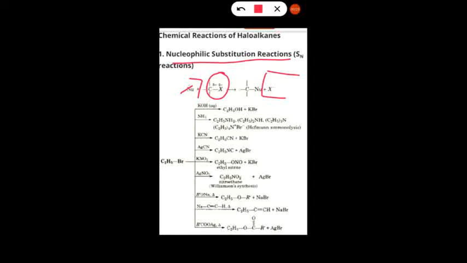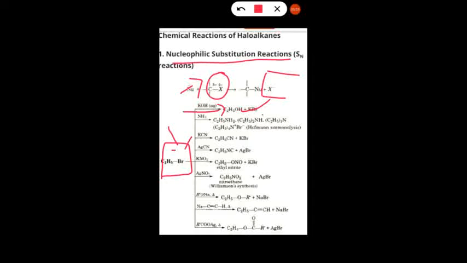Now suppose the example is ethyl bromide. This is an alkyl halide, the general example. If we react it with aqueous KOH, what happens? It gives K plus and OH minus. OH minus attacks the carbon bearing Br, Br is released, and there is a formation of alcohol.